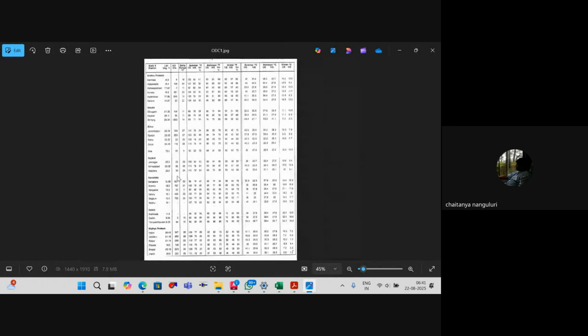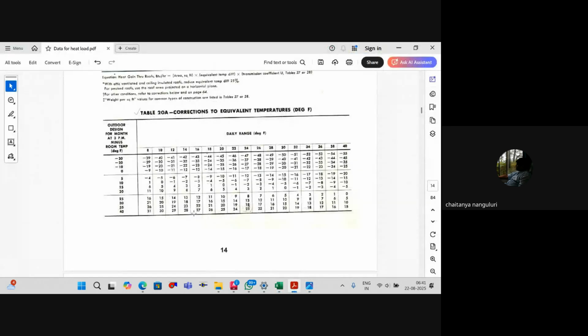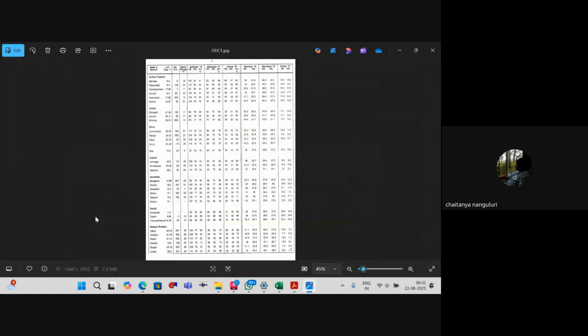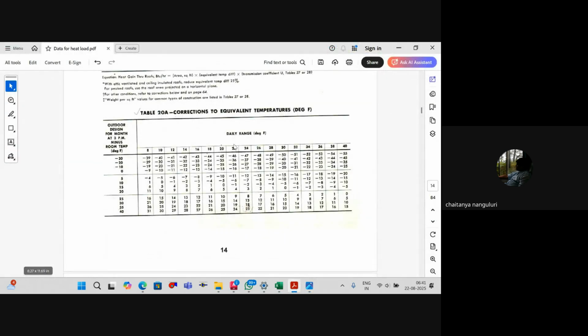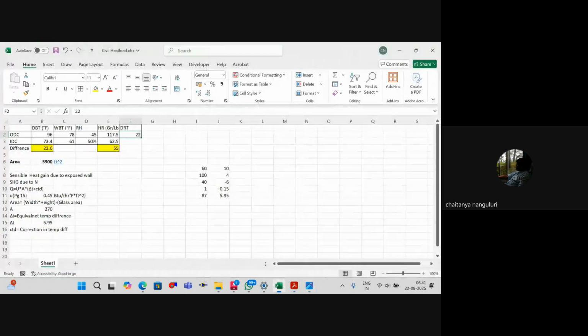Now we'll calculate the CTD value. You know that daily range is 22. Luckily, the number 22 is available, so we need not interpolate much. But then indoor minus outdoor condition. Indoor minus outdoor is how much? 22.6. You agree?